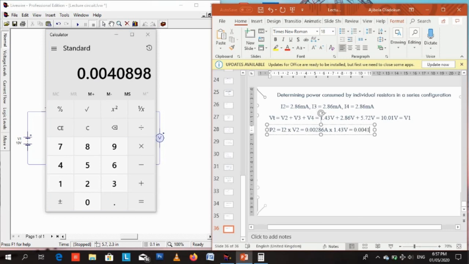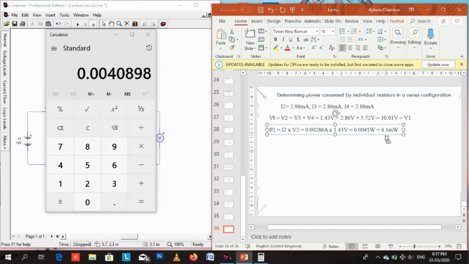0.0041 watts, which will be 4.1 milliwatts. The milli is a small m and the watt is a capital W.